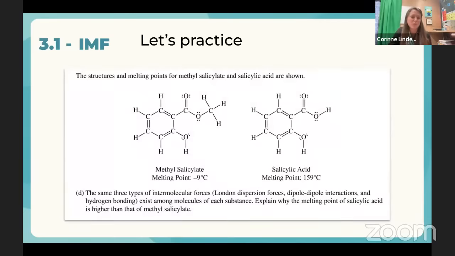All right, so let's do another practice problem. In this one, I think this is from last year's FRQ, actually. So we have two organic molecules here. They look very similar, but we are actually given the intermolecular forces here. So we know that both of these experience LDF, dipole-dipole interactions, and hydrogen bonding. However, the melting point of salicylic acid, or aspirin, is higher than that of the other structure. So the question is why? What do you notice here?